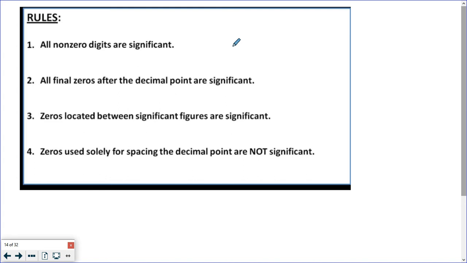All non-zero digits are significant. So if you have a number like this, 126, all three of those count, and this would have three significant figures. I'm going to abbreviate sig figs. You're going to see that a lot throughout this course, or just SF. This has three significant figures.